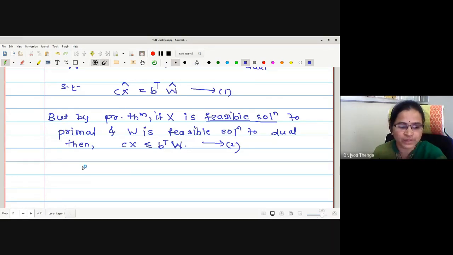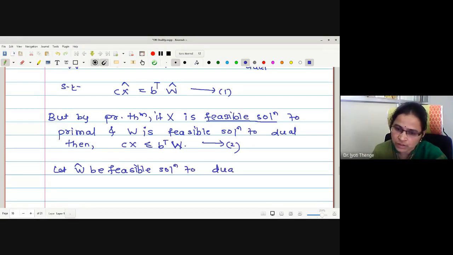Then what will happen? Instead of w, I will take the feasible solution as w cap. Let w cap be a feasible solution to the dual, and x is a feasible solution to the primal. Now what will happen?